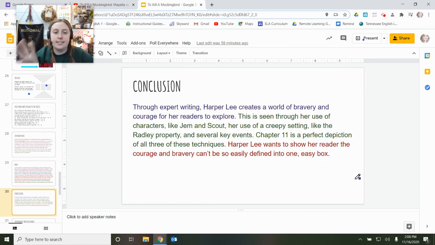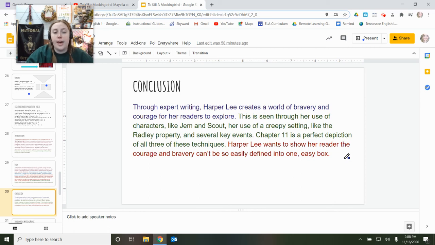And now this is an example of a sample conclusion. So again, conclusion has 3 parts. So here I restated my thesis. And then the green is where I'm summarizing. And then my ending impression is the red.